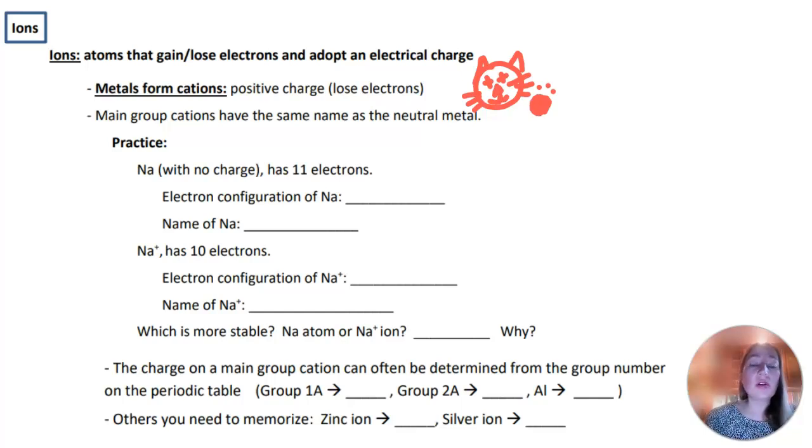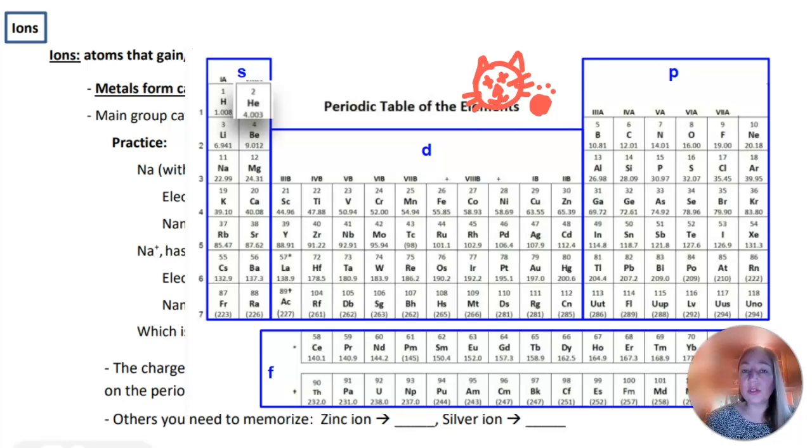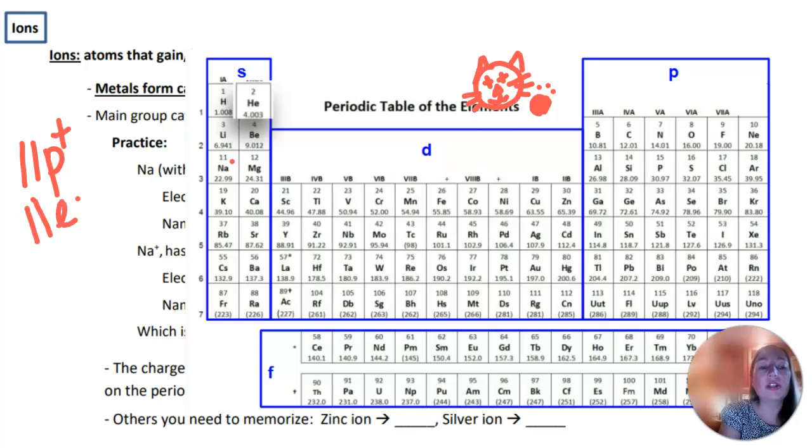Okay, so main group cations have the same name as their neutral metal. So we're going to work with sodium. Sodium as an element is called sodium, and as an ion is called sodium. So let's find sodium on our table. When it has no charge, if we find sodium right here, it always has 11 protons. And when it's neutral, with no charge, it has 11 electrons. So let's write its electron configuration. 1s2.